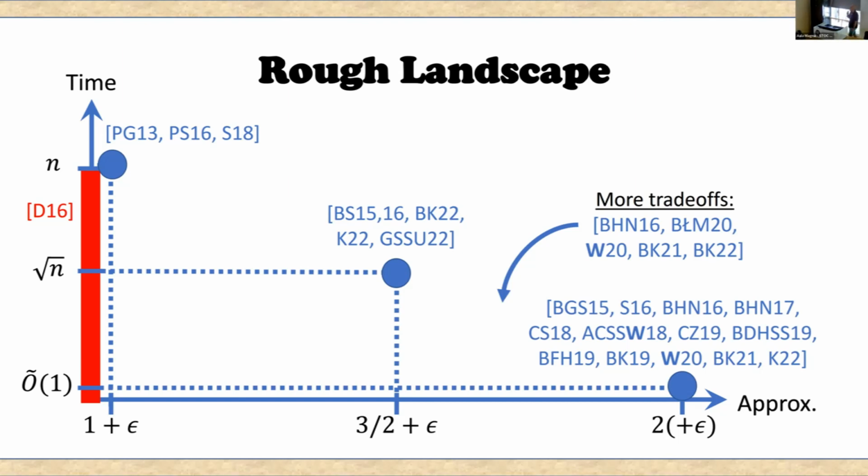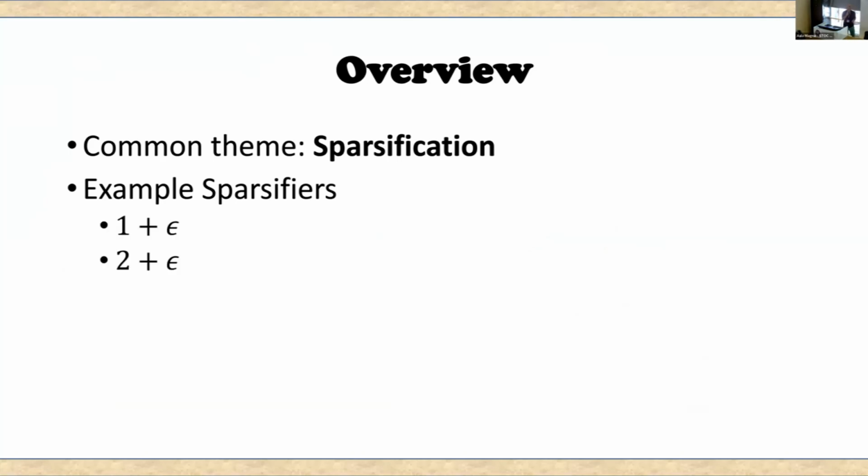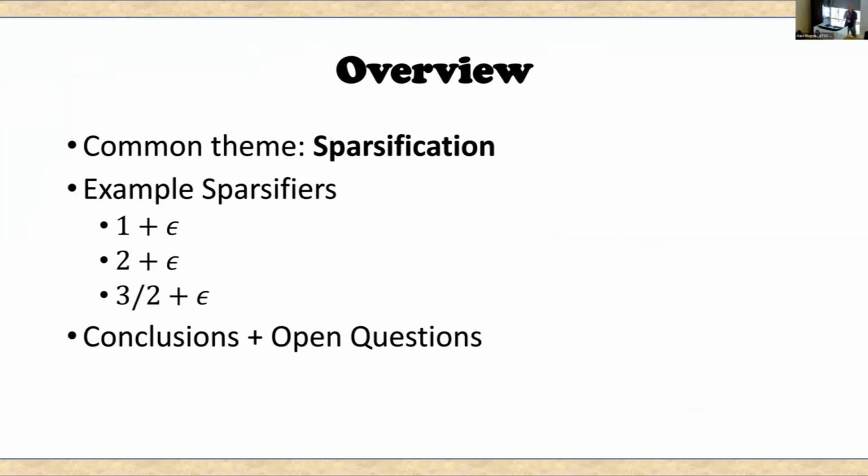Okay, so the plan for this talk is to talk about one common theme to essentially all of these results, barring a few here and there, which is that of sparsification. I'll give you a number of example sparsifiers, pointing out what's going on behind the scenes in these 3 main regimes. I'll show you a 1 plus epsilon approximate sparsifier, a 2 plus epsilon approximate sparsifier (there's a reason why this is going to be out of order), and a 3/2 plus epsilon approximate sparsifier. Finally, I'll conclude and reiterate some open questions from yesterday and maybe some other stuff.